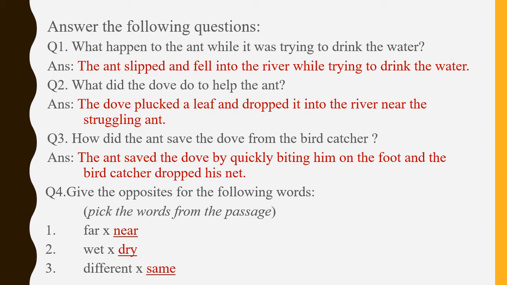Alright, now let's move on to question number 4. Give the opposites for the following words. Here you have to pick the words from the passage. Number 1, far. The opposite word for far is near. Number 2, wet. The opposite word for the word wet is dry. Number 3, different. The opposite word for different is same.